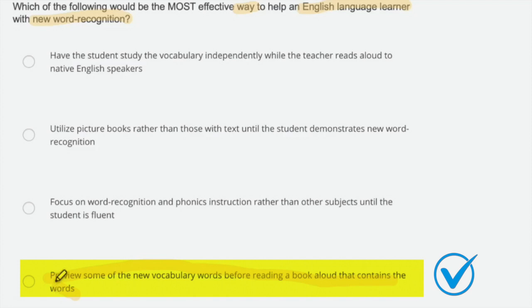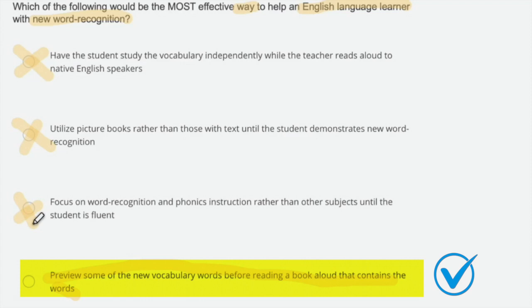Whenever we're looking at some of the other answer choices, one that really stuck out to me was utilizing picture books and those with the text. Having students rely on a picture is not very helpful when they're trying to learn a new language. So that one is not correct. Some of the other ones, such as have the student study the vocabulary independently while the teacher reads aloud to the native speakers. Of course, that isn't helpful. That's not exposing the student to any new words, and them studying the vocabulary independently lacks the context that's required for reading.